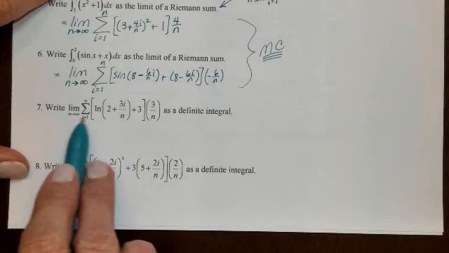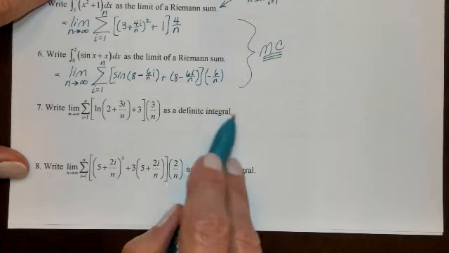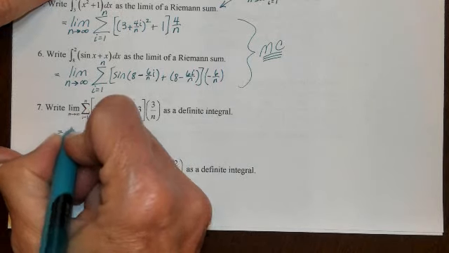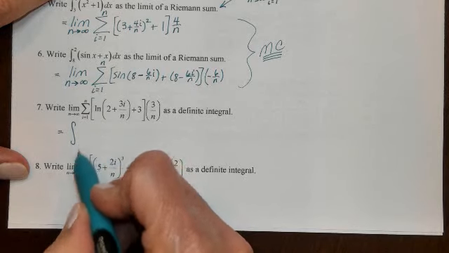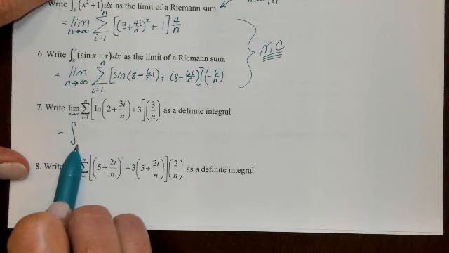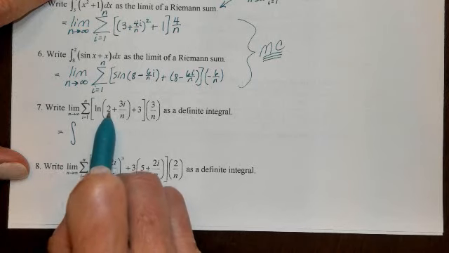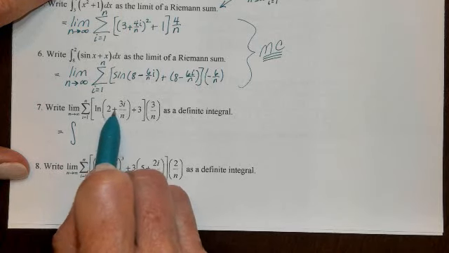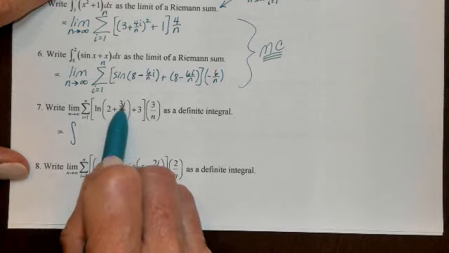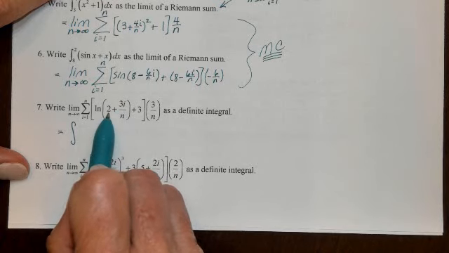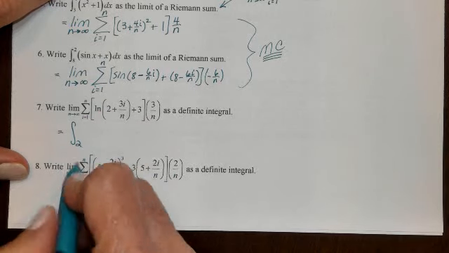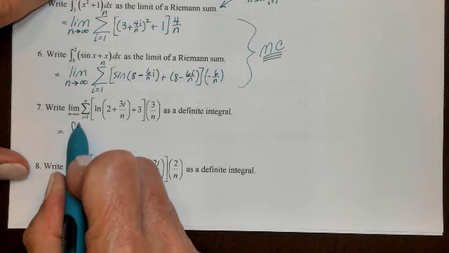Let's write this limit of a Riemann sum as a definite integral. So we want to write this as a definite integral. First thing to do, look at your boundaries. Where do you look to find your lower boundary? To find your lower boundary, you look at whatever is being added to your delta x times i over here. So the lower boundary here is this 2. Okay? How do you get the upper boundary?